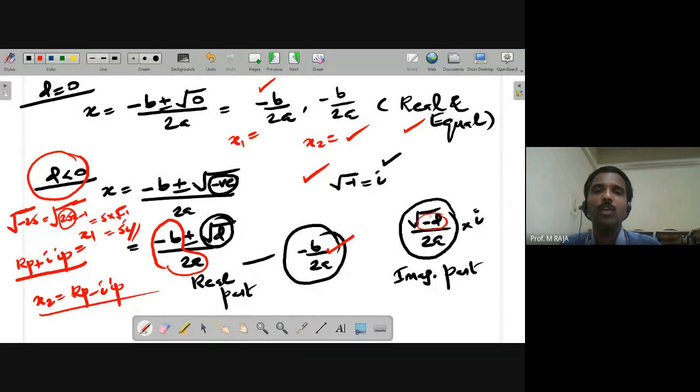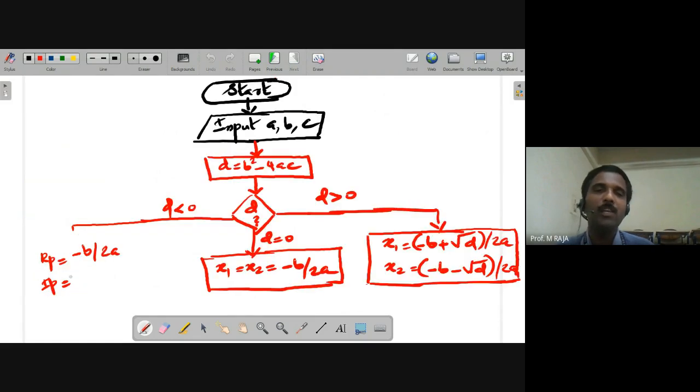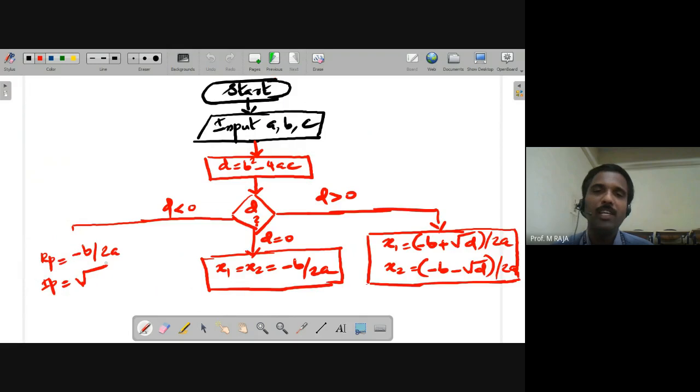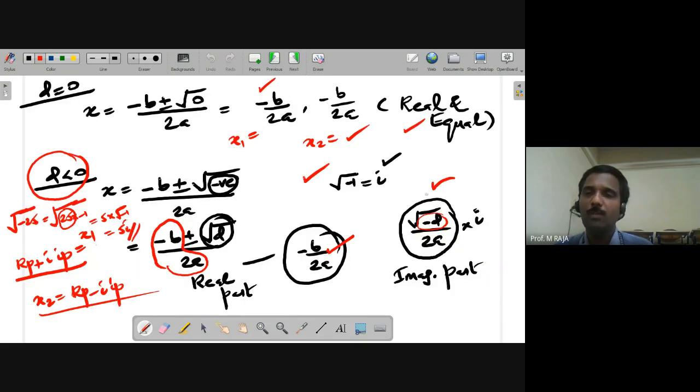So minus b plus square root of D by 2a, then minus b minus square root of D by 2a, where D is a negative quantity. So we are separating the real part and imaginary part. For example, here the imaginary part is the square root of, what is D? D is already a negative quantity. So we need to write it as square root of minus D by 2a. Since this is the imaginary part, this alone is multiplied by i.